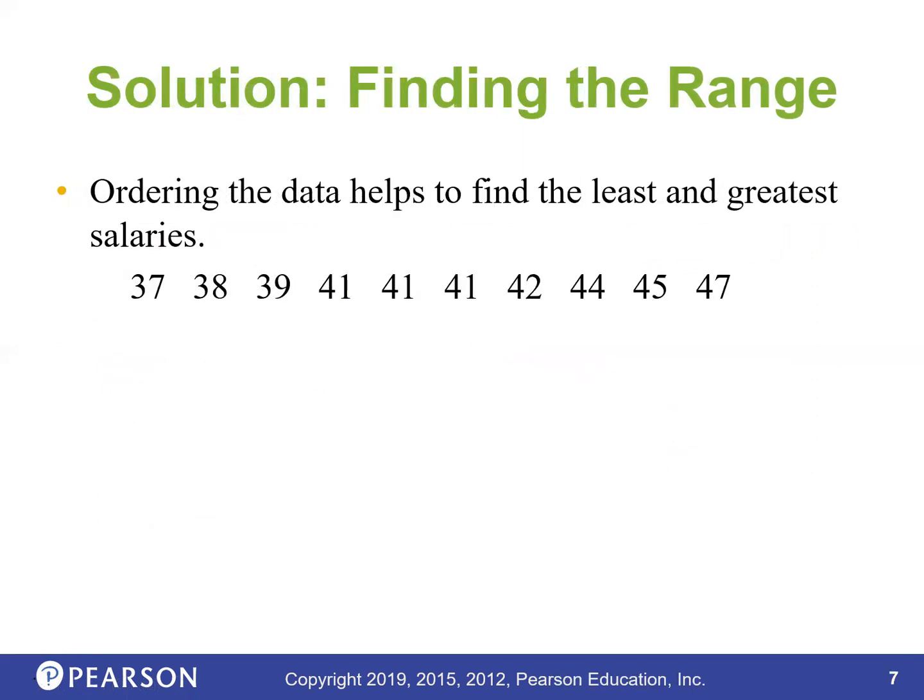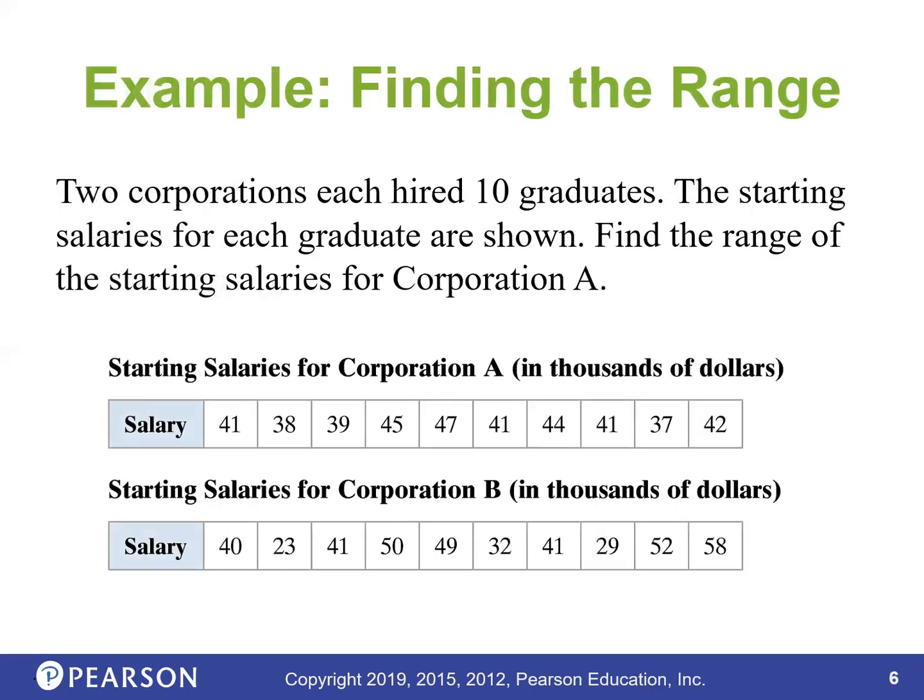So here it is, order the data set, which helps us to get the least and the greatest, the smallest. So this is corporation one, right? Find the range for corporation one. You guys talk to me here. Is the highest 47? And the lowest is 37.